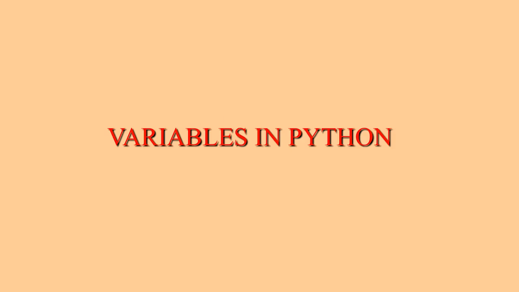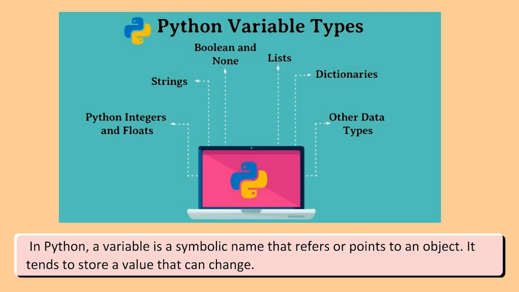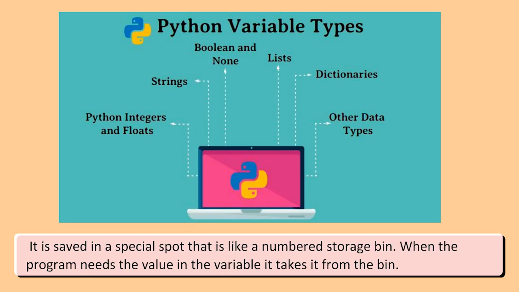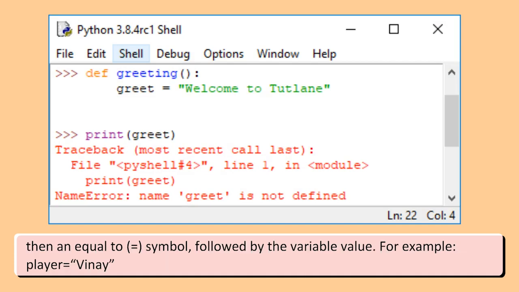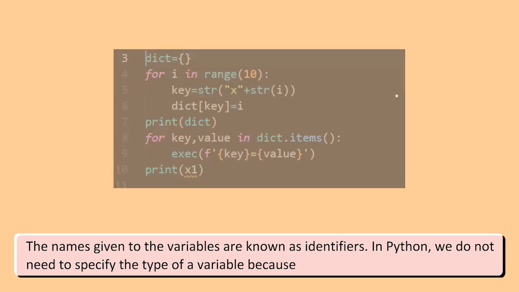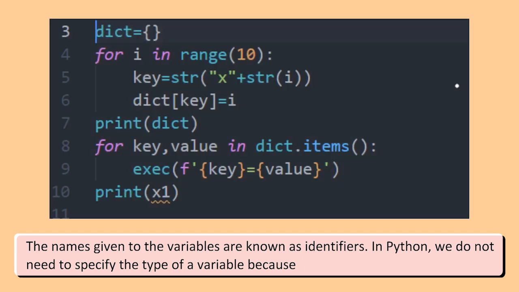Variables in Python. In Python, a variable is a symbolic name that refers or points to an object. It is used to store a value that can change. It is saved in a special spot that is like a numbered storage bin. When the program needs the value in the variable, it takes it from the bin. A variable consists of two parts, name and value. To create a variable, you first need to write the variable name, then an equal to symbol, followed by the variable value. For example, player = "Vinay". The names given to the variables are known as identifiers.